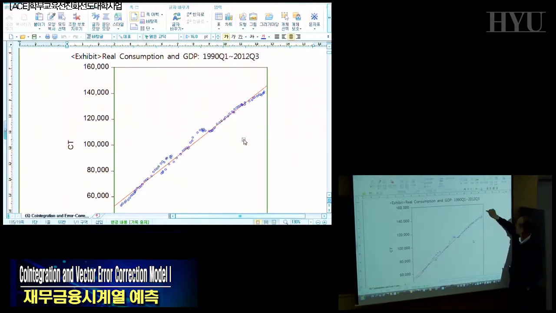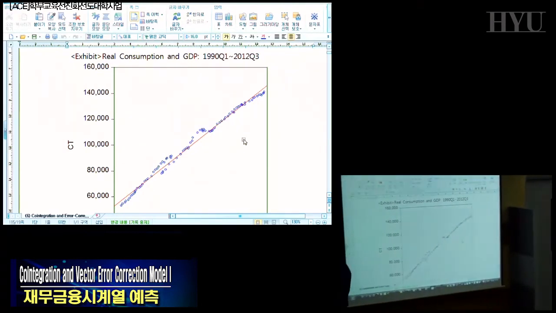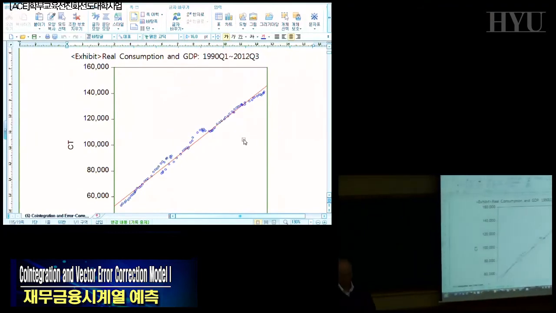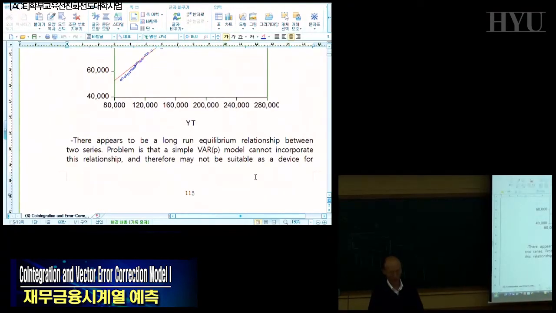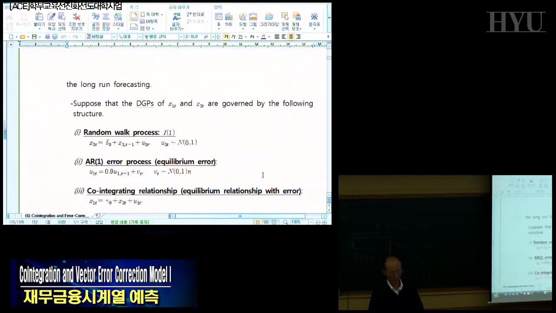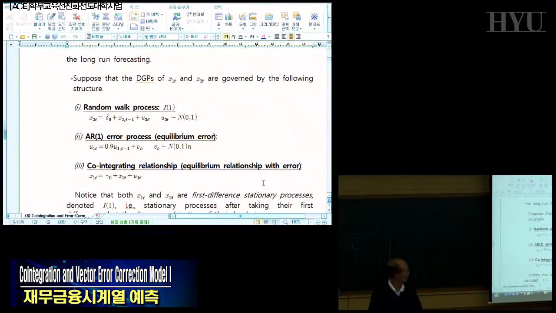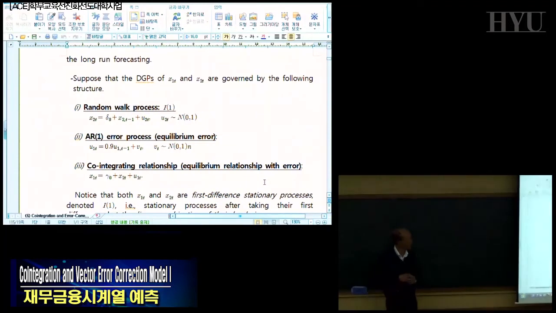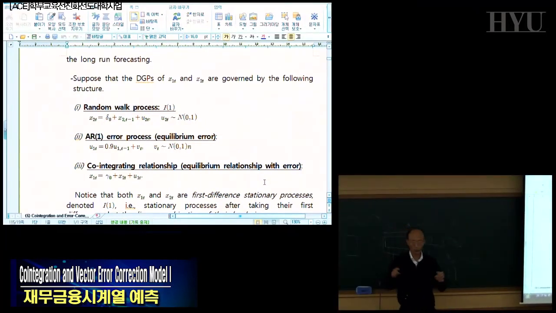Because there is a kind of equilibrium. Right? So we'll try to deal with this type of situation in this chapter.